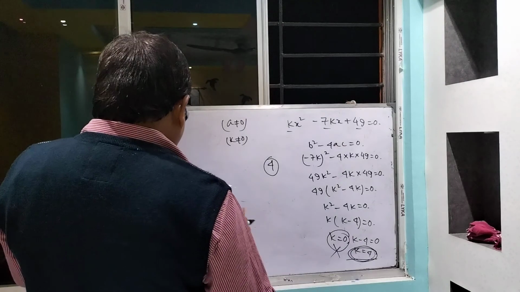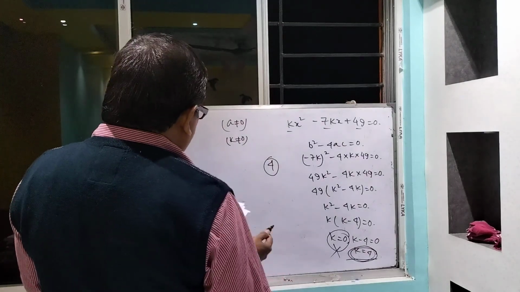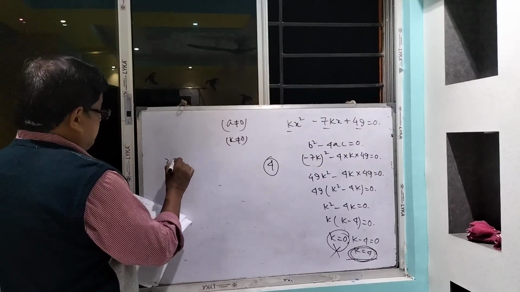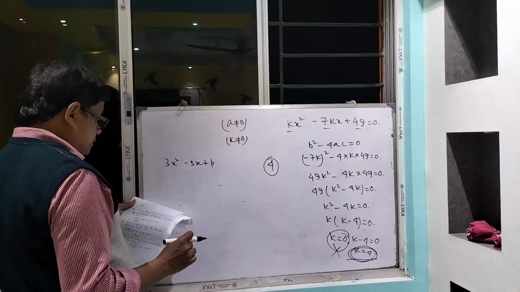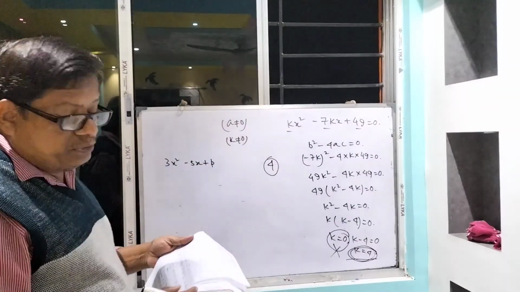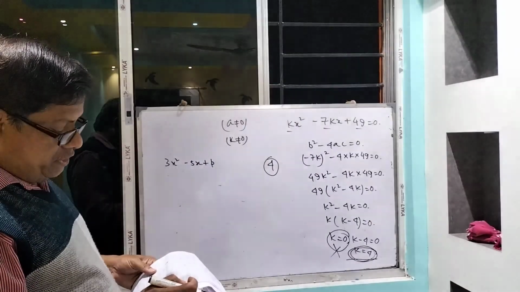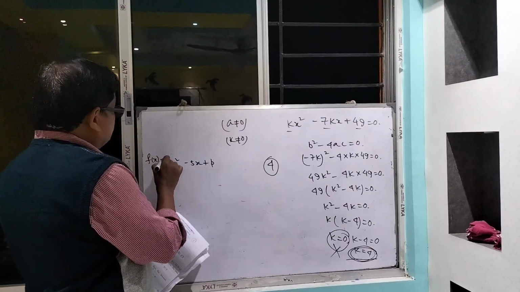Okay, so next one. It is question number 8. Question number 8 is given: 3x square minus 5x plus p, and x minus 2 is a factor. Then what is the value of p? Okay, so here f(x) is given.